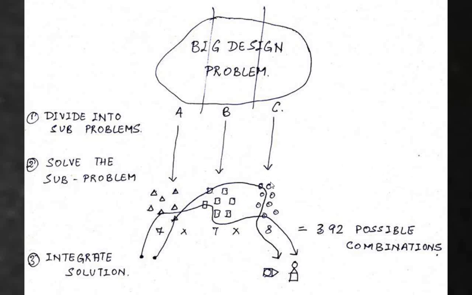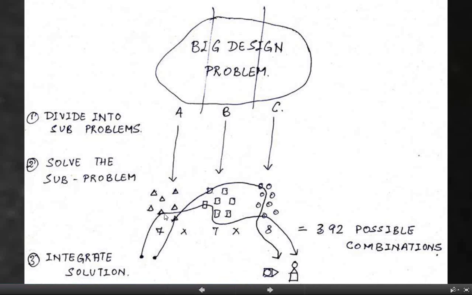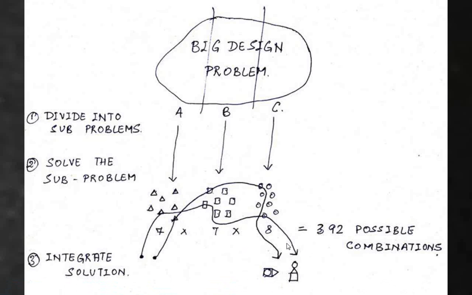The last step of this method will be you integrate all these solutions and combine them to form various solutions. Just like you choose one solution of subpart A, one solution of B, one solution of C, and you just combine them to form one solution. Similarly, you may choose other subparts to form another solution.